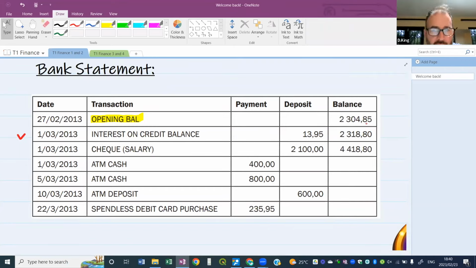Now, I want to see who's really smart out there. The interest that the bank gave is here, 13.95 Rand. Okay. They gave 13.95 Rand, and this was on 2,304.85. I wonder if anyone can tell me, how can we work out what percentage interest was charged? What percentage interest was calculated on that balance of 2,304.85?